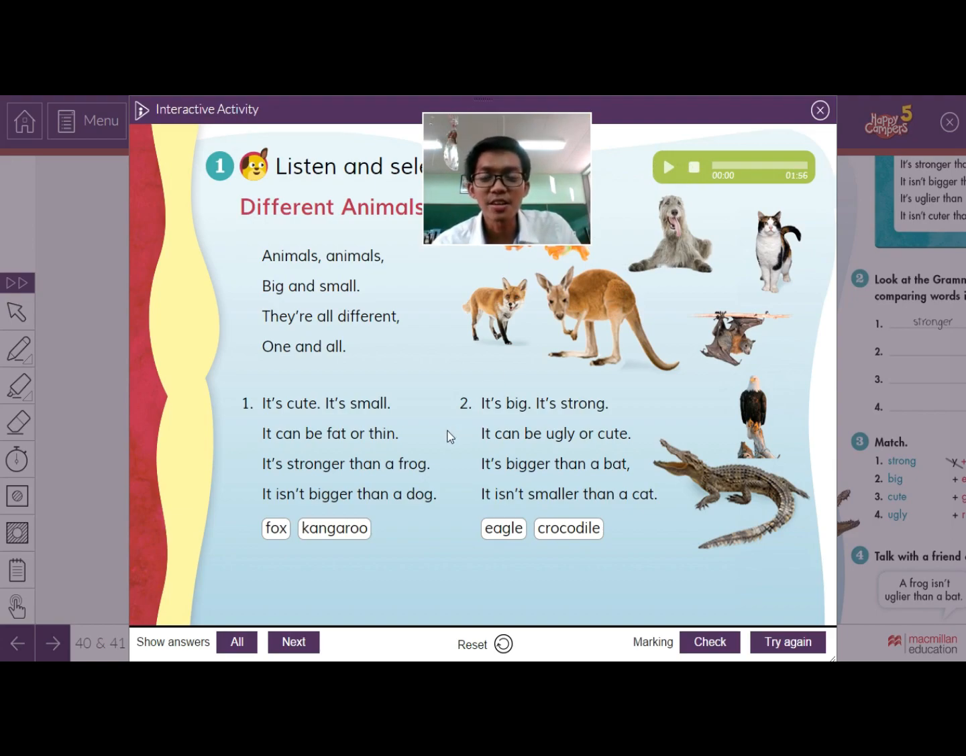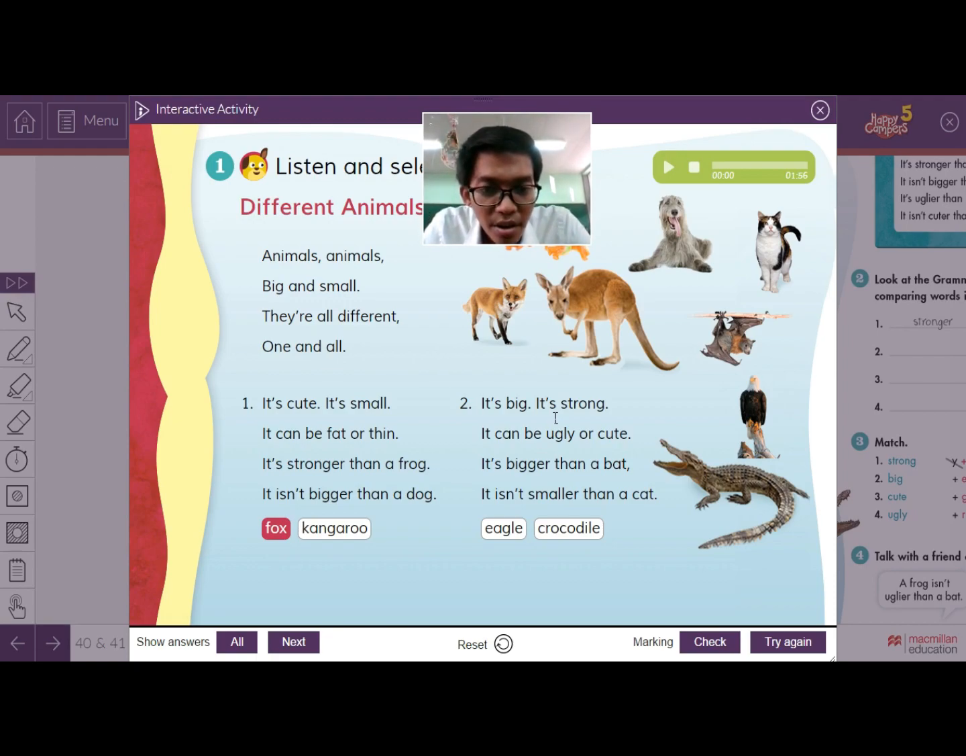Okay, so we have finished. Now let's check together which animal is described in the video. Number one, it's cute, it's small, it can be fat or thin. Remember, cute, small, fat or thin, and it's stronger than a frog. It isn't bigger than a dog. However, a kangaroo can be bigger than a dog, so I don't think kangaroo is the answer. Fox. Number two, it's big, it's strong, it can be ugly or cute, it's bigger than a bat. It isn't smaller than a cat.